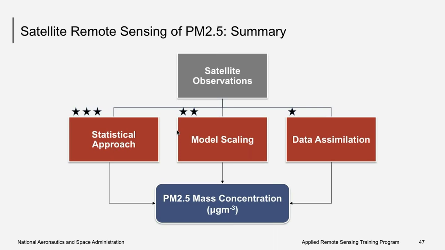Data assimilation is another technique which has not been fully utilized yet. Only a few groups around the world do that. In that method, basically you take the satellite data and assimilate it into existing air quality models or global climate models, and that should provide you a better estimation of PM2.5 at the surface. We'll review the model scaling approach in more detail in week 2.